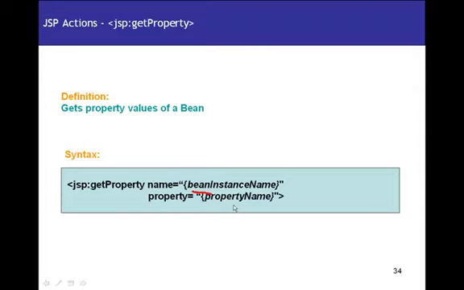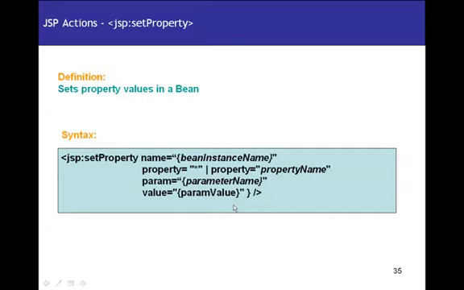In a similar manner, there could be a need where I want to set the property values in my JSP page, so that I can use the property values in this bean at some other place, at a later point of time. How can I do that? I can do that using the JSP setProperty action. Similar to JSP getProperty, this sets the property values in a bean, and basically the getProperty and setProperty actions are used in conjunction with the JSP useBean action. So whenever you use the JSP useBean, you have the getProperty or setProperty actions, right?